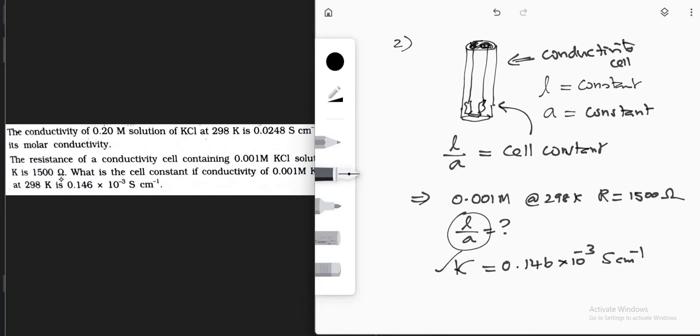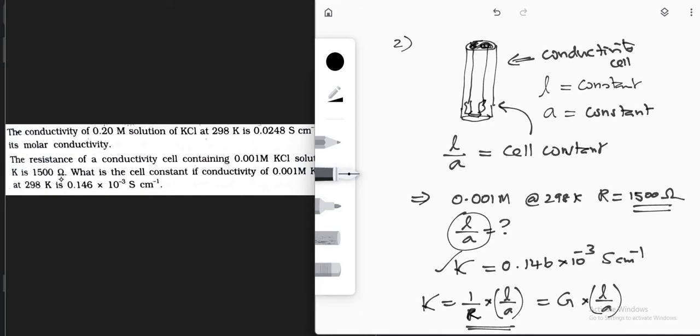What is the formula for kappa? Kappa is equal to 1 by resistance into L by A. Instead of resistance, you can also write conductance, G into L by A, where G is nothing but conductance. But in our problem, resistance is given as 1500 ohms, so I am going to use this relation. What is L by A here? Since it is a conductivity cell, L by A is a constant called the cell constant.